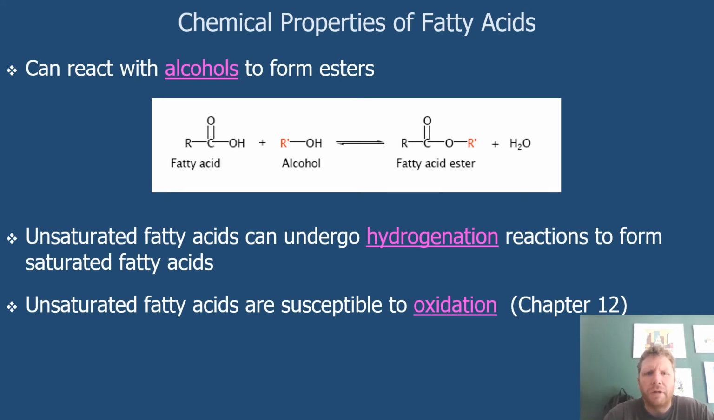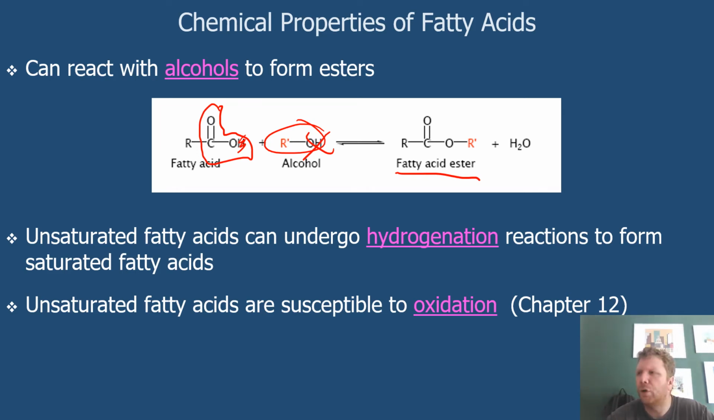Okay, chemical properties of fatty acids, one of which is that they can react with alcohols to form esters. So here is our fatty acid where we have our carboxylic acid, and then here's an example of an alcohol where this hydroxide group is bounced, that hydrogen's gone, and now all of a sudden we've got this fatty acid ester.